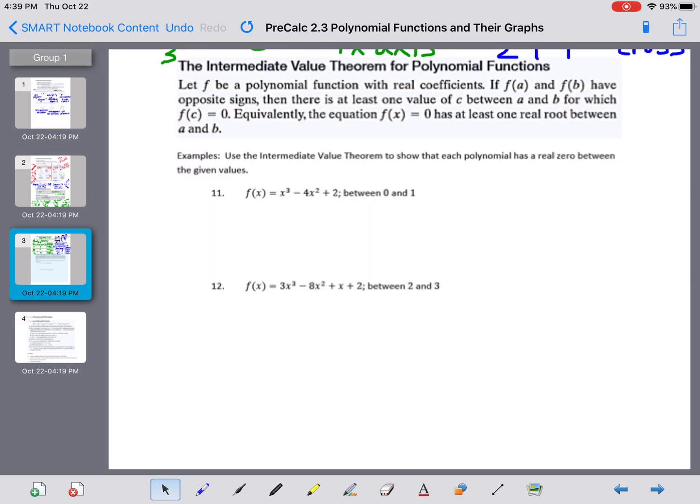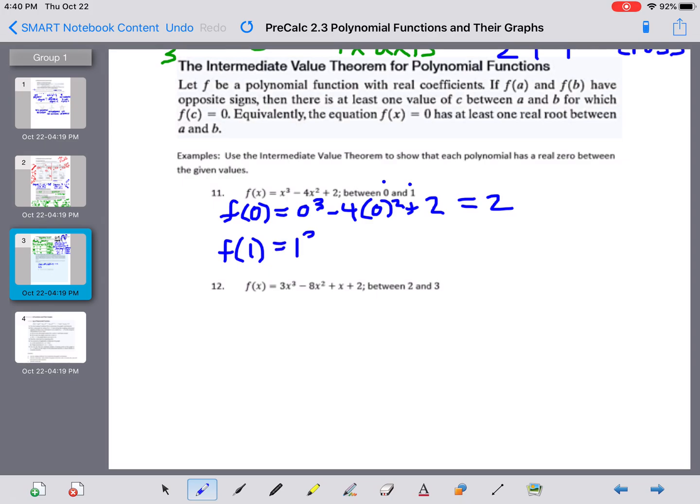So I have this function, and I'm told that if I plug in the 0, I get a value. So 0 cubed minus 4 times 0 squared plus 2. Well, 0 minus 0 plus 2 will give me 2. When I plug in 1, because that's what I'm checking between 0 and 1, I get 1 cubed minus 4 times 1 squared plus 2. That's 1 minus 4, which is negative 3, plus 2 is negative 1. Because I have a positive and a negative, that means somewhere in between there is a root.